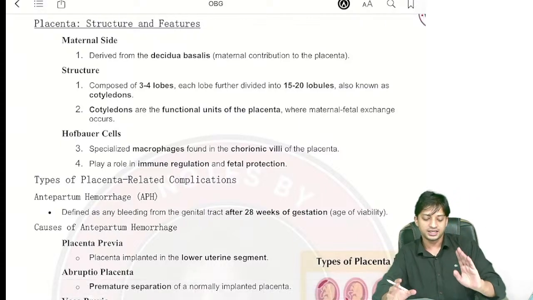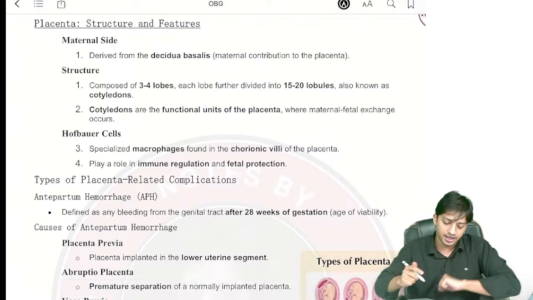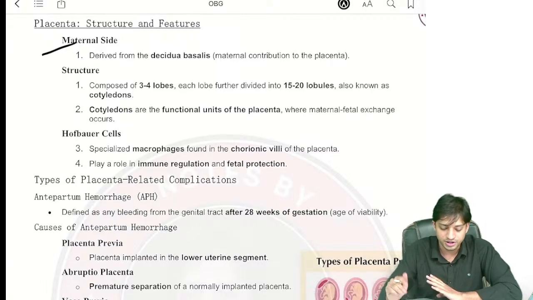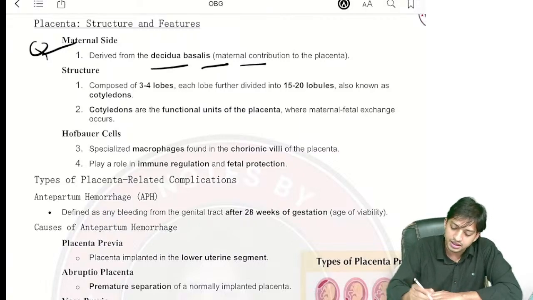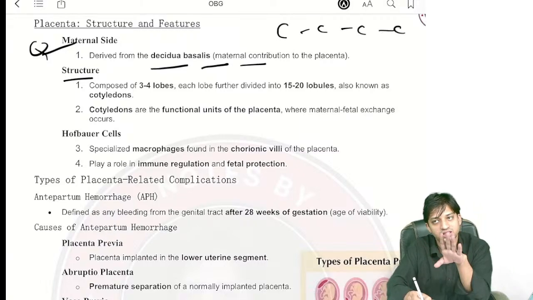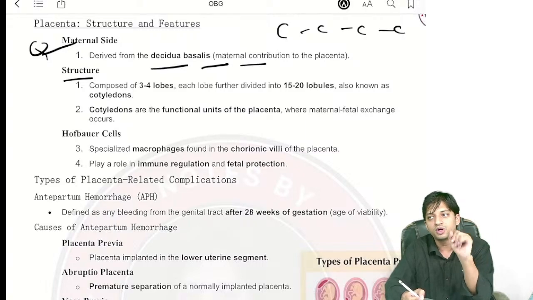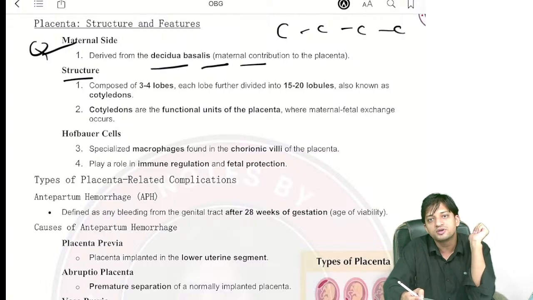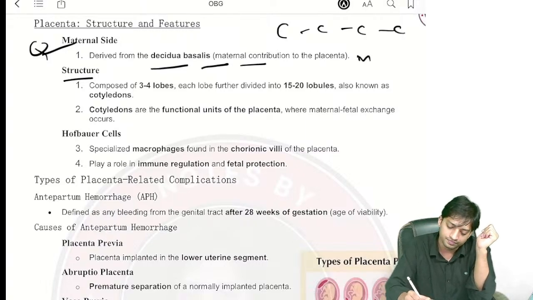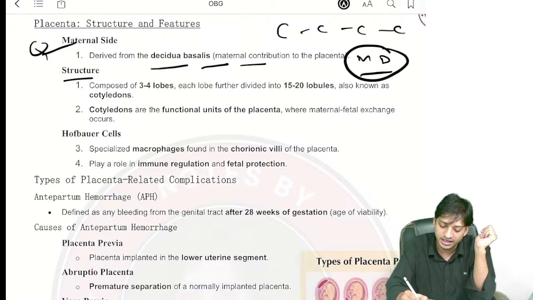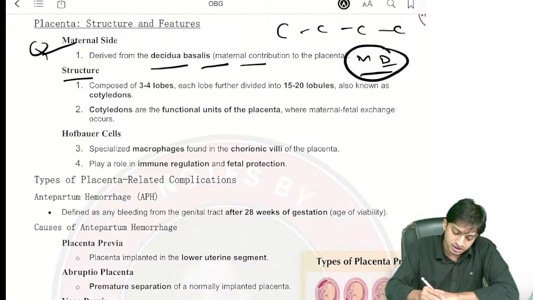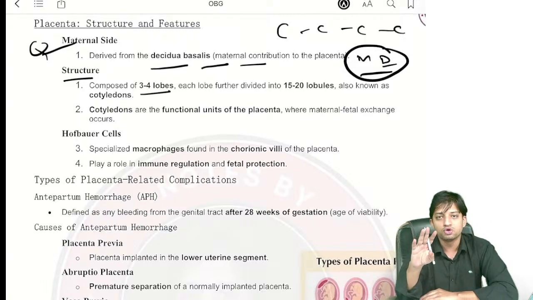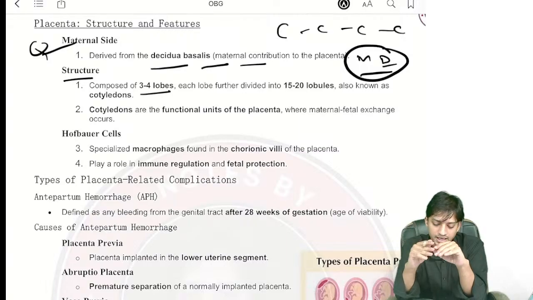Now, coming to the placenta, its structures and features. Again, for the maternal side of the placenta, they have asked where it is derived from. It is derived from decidua basalis, the maternal contribution to the placenta. How will you remember? CCC: chorion frondosum, syncytiotrophoblast secreting HCG and HPL, and the maternal side derived from MD, maternal side from decidua basalis. Done. Now, structure: generally it is composed of 3 to 4 lobes. Each lobe is further divided into 15 to 20 lobules, known as cotyledons.